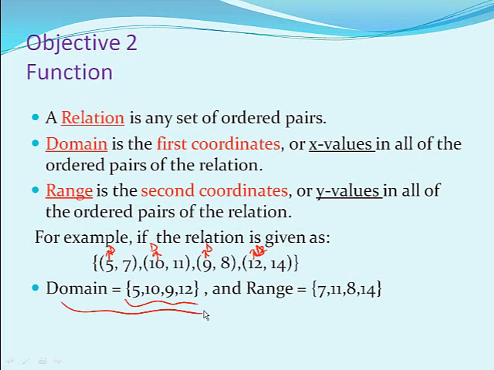And the range is the set of y values or the second coordinates. If we collect them all, we will get 7, 11, 8, and 14. So write it as a set. We will get the range of the relation. Notice that we cannot repeat members in a set.